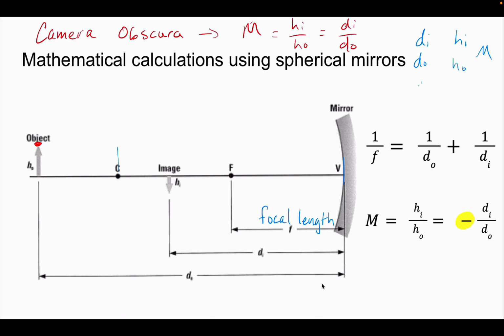All right, so I'm going to write this one in blue. We're going to use this equation. So negative DI over DO is used for mirrors and lenses. Okay, not for camera obscura. So that's one way to keep it straight.